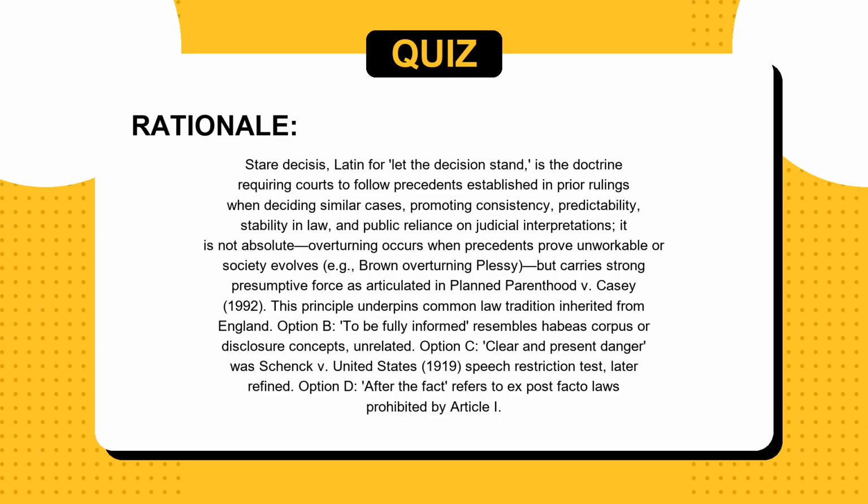Option B, to be fully informed, resembles habeas corpus or disclosure concepts, unrelated. Option C, clear and present danger, was Schenck v. United States, 1919, a speech restriction test, later refined. Option D, after the fact, refers to ex post facto laws prohibited by Article 1.